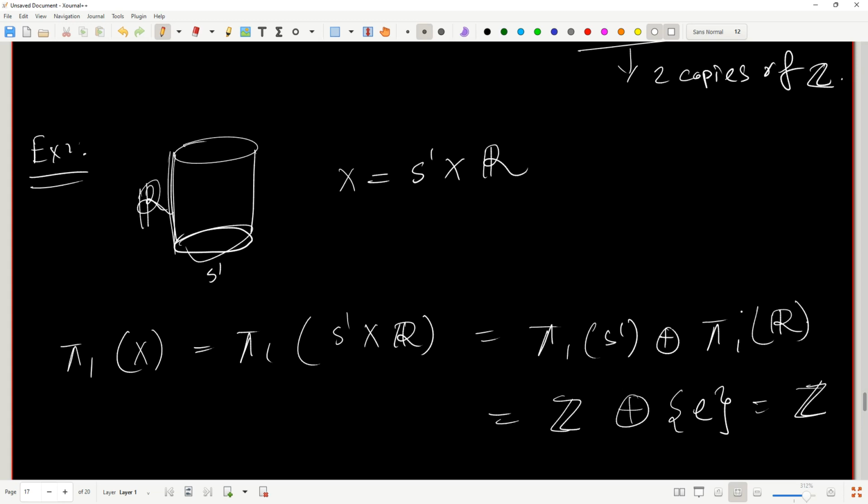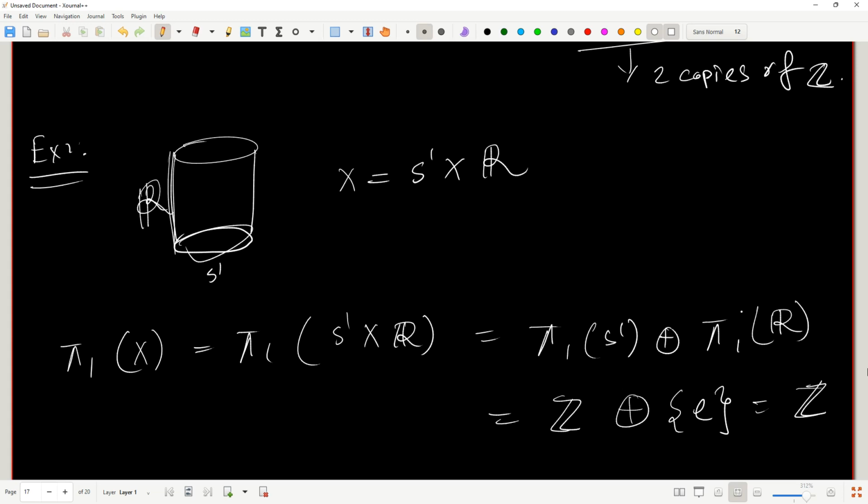Now you may ask, okay, how do I know that the fundamental group of R is just identity? Well, how do we calculate the fundamental groups? We need the loops, right? And every point in R, they form a set of trivial loops. So that's why I write it as E, or so to say the identity. So this will serve as a very powerful theorem.